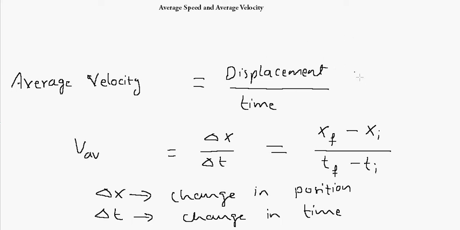Now displacement can be either positive, negative or zero. Therefore the velocity or average velocity could be either positive, negative or zero. The units used to describe average velocity are the same as the ones that are used to describe speed, which are meters per second.